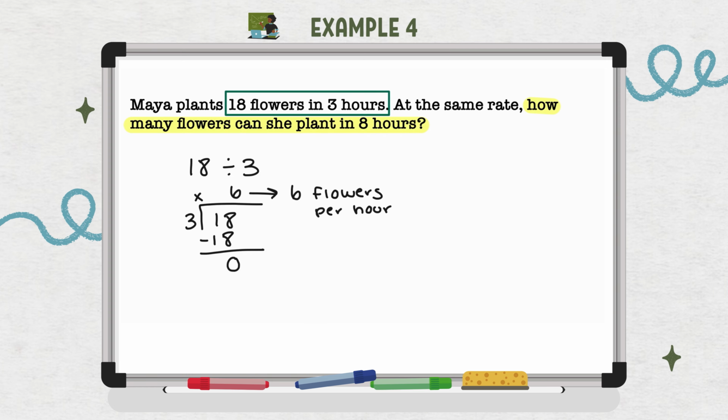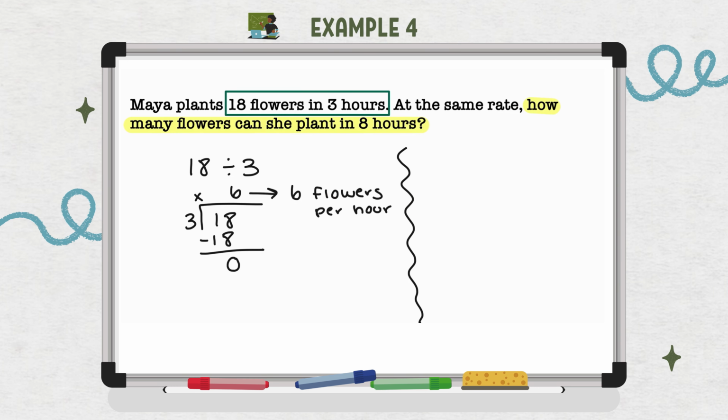Is that our final answer? No, it is not our final answer. Why is it not our final answer? It's not our final answer because it does not answer the question. It does not answer how many flowers she plants in 8 hours. Instead, it answers how many flowers she plants in 1 hour. So we only found out the rate.